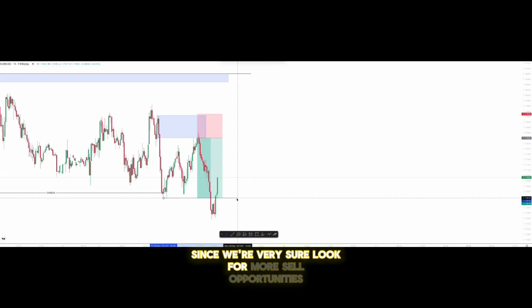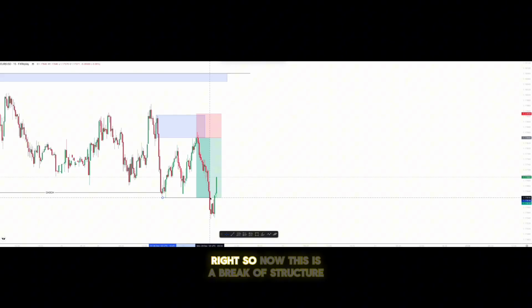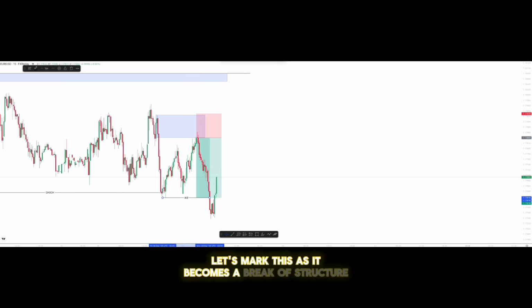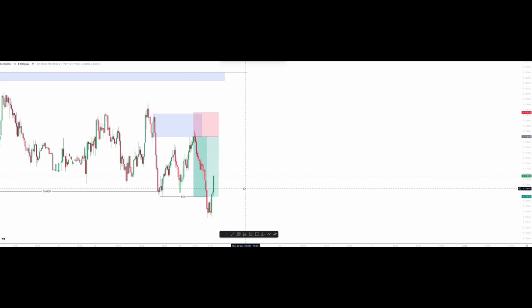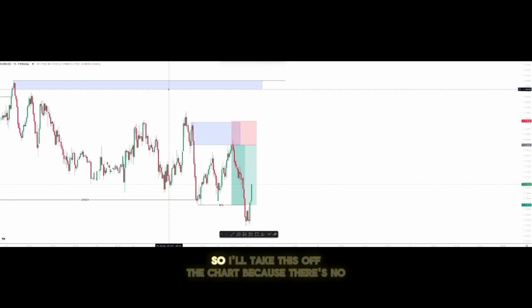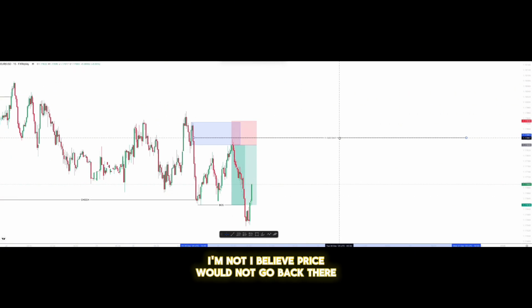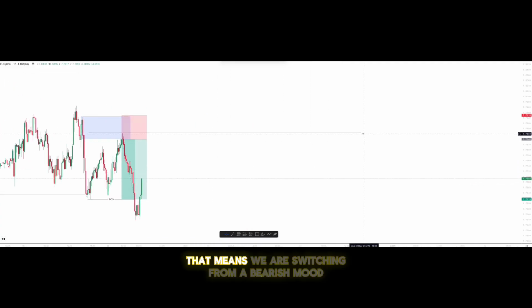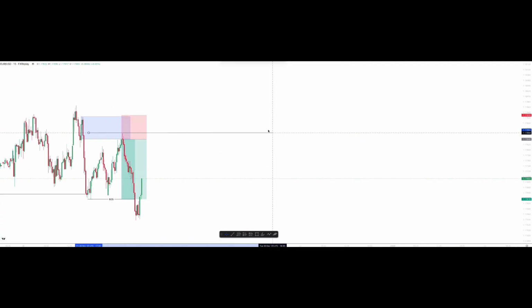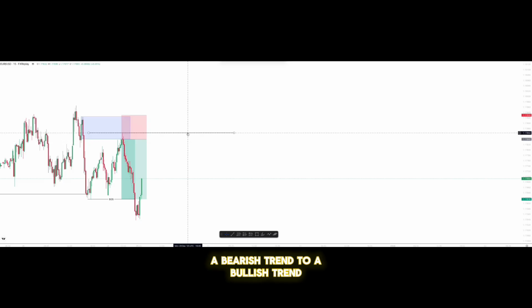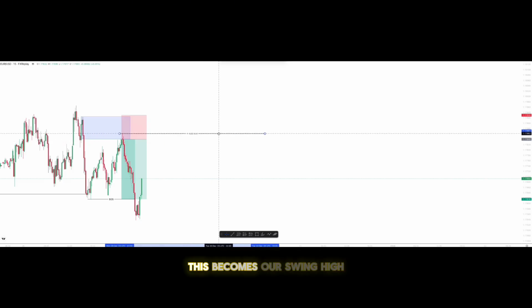Now we'll continue to ride price. Since we're bearish, we'll look for more sell opportunities, right? So now this is a breakout structure. Let's mark this out. This becomes a breakout structure. Now mark out our new swing low. I'll take this off the chart because I believe price would not go back there. If price should do that, that means we are switching from a bearish trend to a bullish trend. Okay, so this becomes our swing high. I'll put that here.